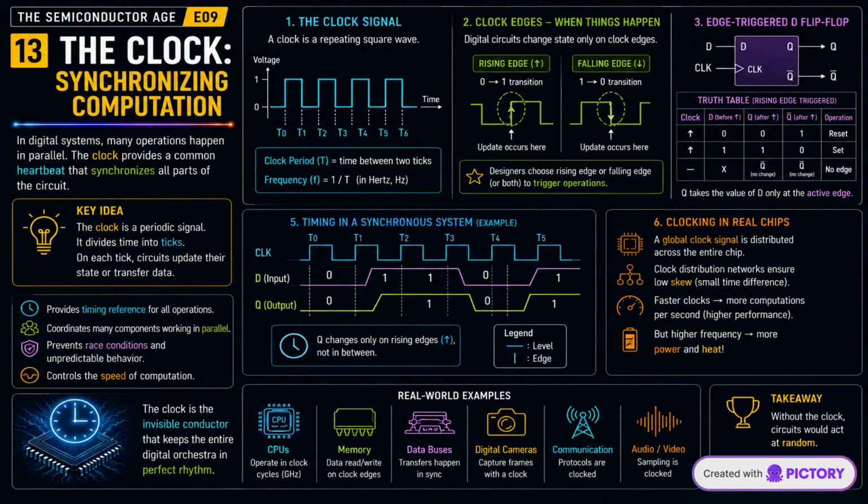Complex digital systems need coordination. A clock provides a regular sequence of electrical pulses that tells circuits when to change state or transfer data. It acts like a common heartbeat, synchronizing millions or billions of operations across a chip.